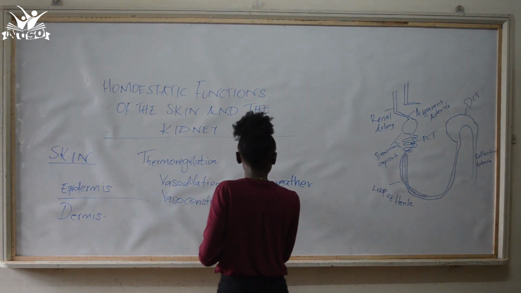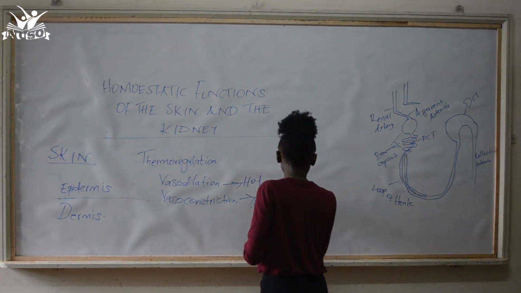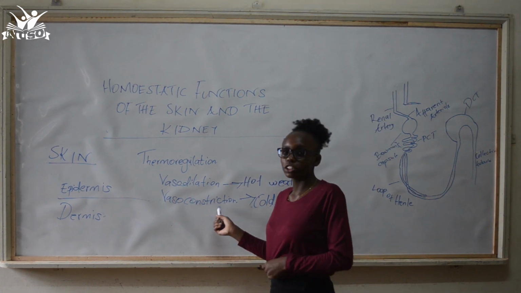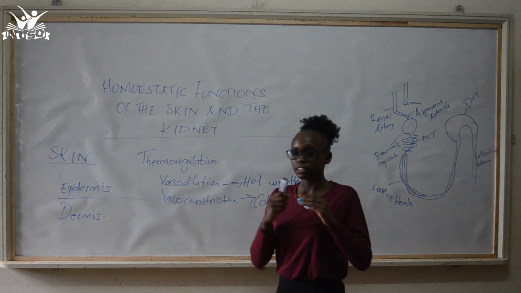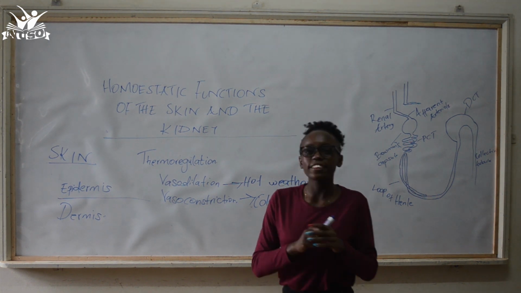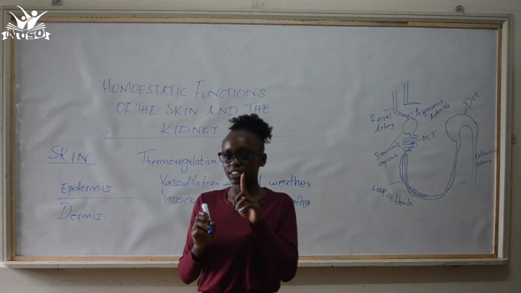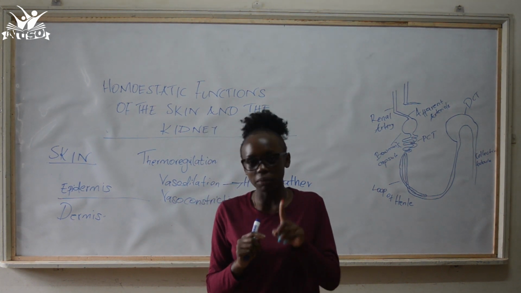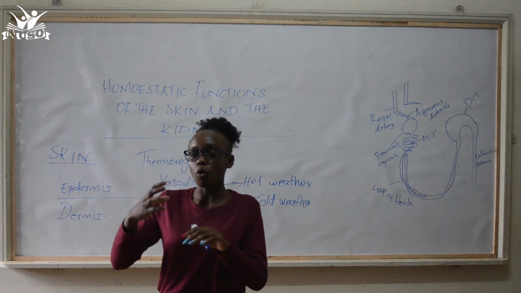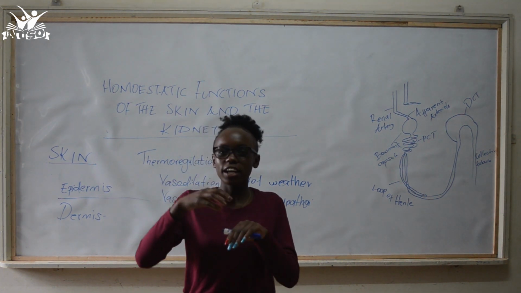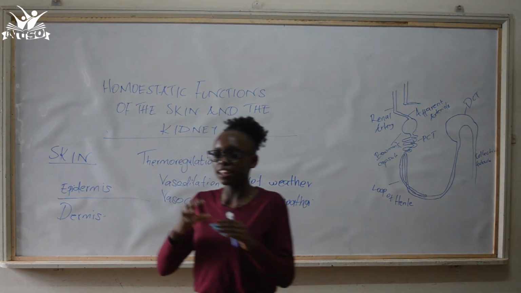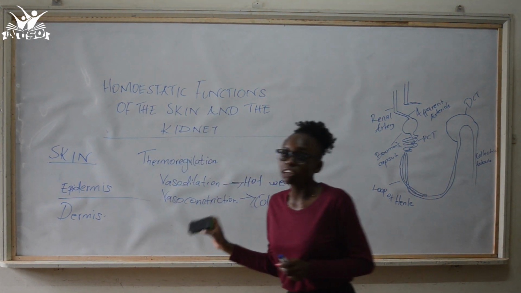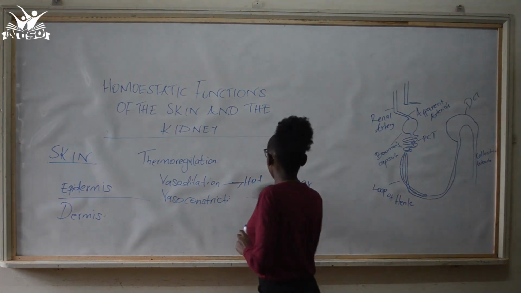Now this one happens during the cold weather. During the cold weather, vasoconstriction takes place whereby the erector pili muscles contract, and then the hair follicles rise and stand on top of the skin, and this makes the warm air be trapped within the hair follicles of the skin, and thus the body temperature is maintained. Now that is the homeostatic function of the skin.